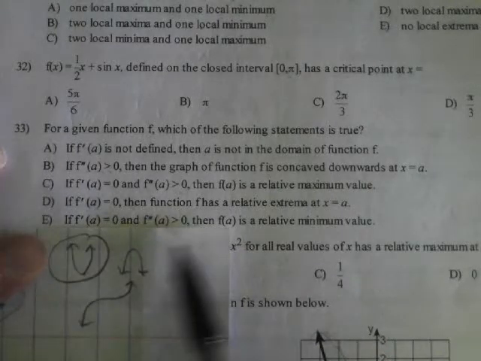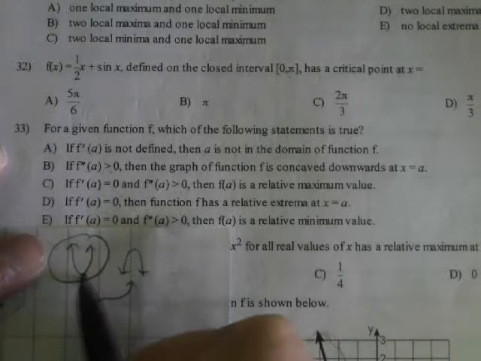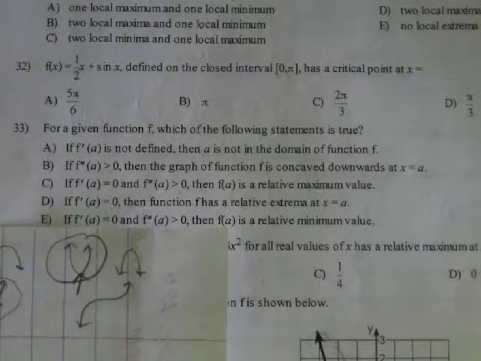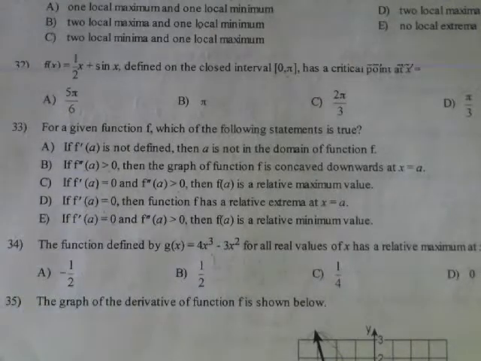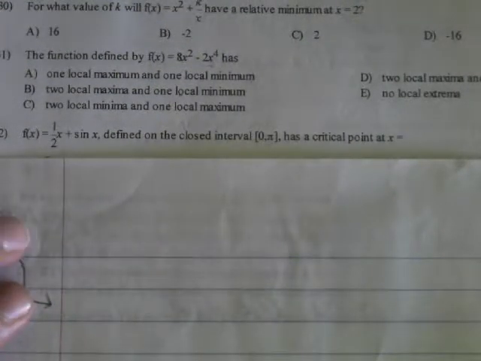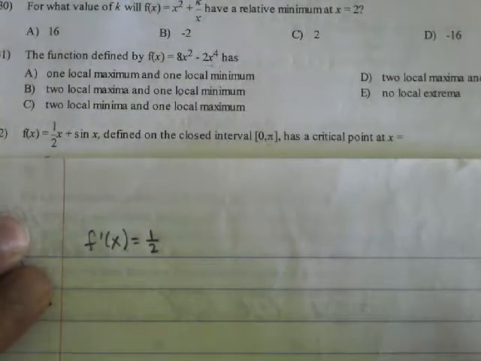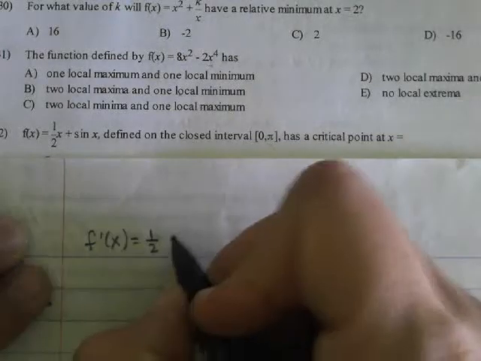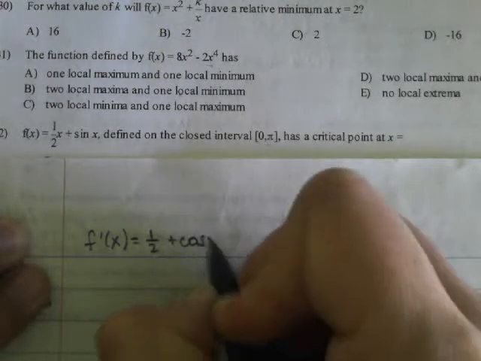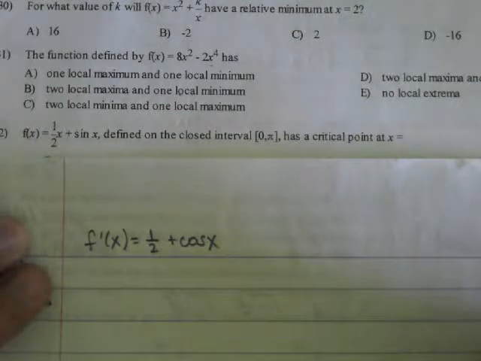Number 32. We're given a function. We're asked where it has a critical point. How do you find critical points? First derivative. F prime of x would equal 1/2 plus 1/2 x. What's the derivative of sine? Cosine. And we particularly need to know where the first derivative equals 0 or undefined. This will never be undefined, so just 0. So I'm looking for where the cosine of x equals negative 1/2.